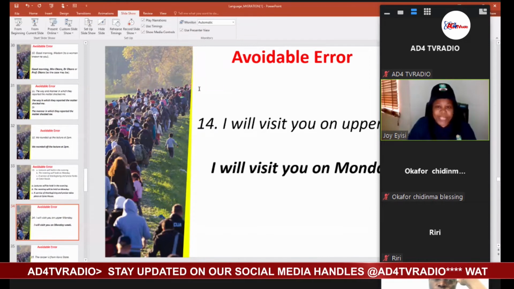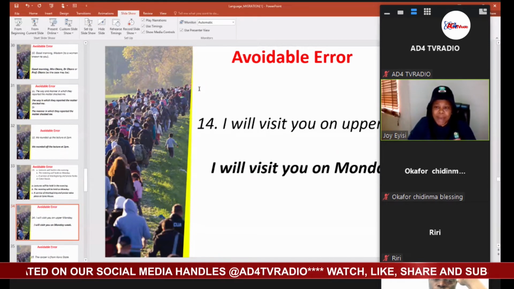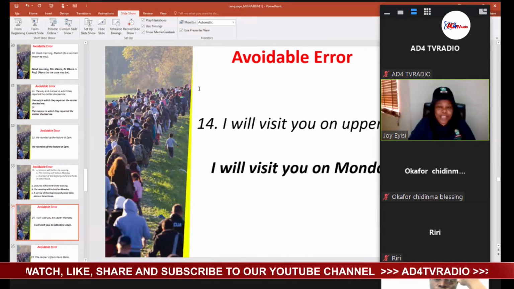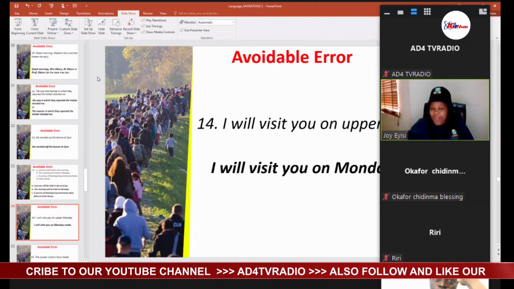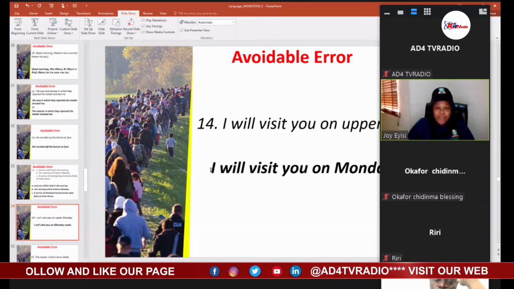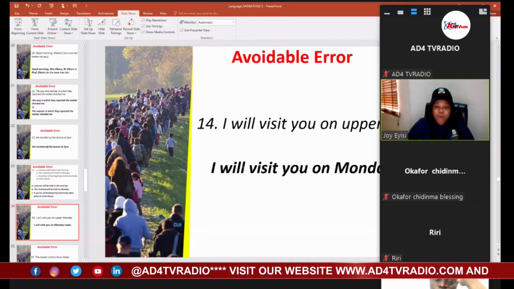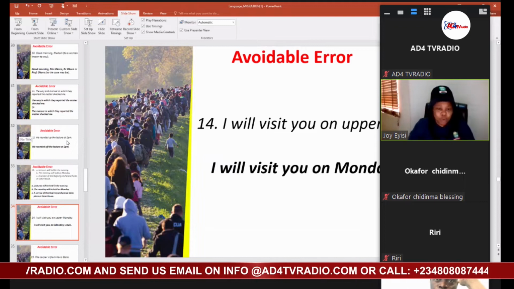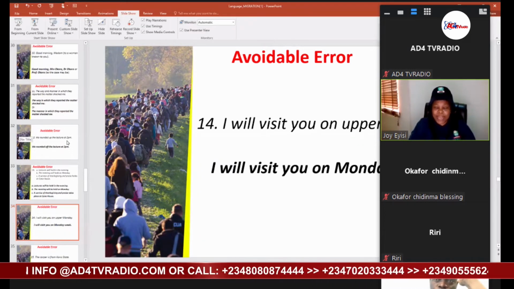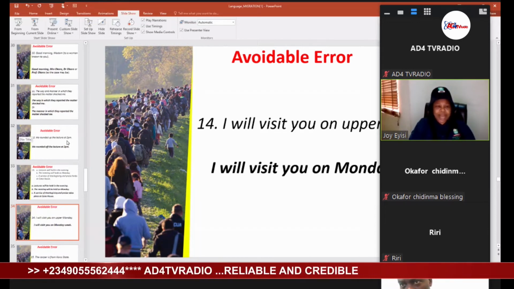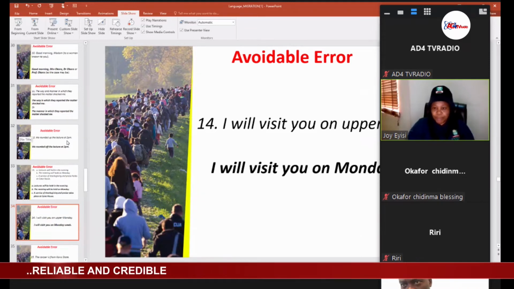Avoidable error number 14. I will visit you on Upper Monday. Sometimes you hear Nigerians use Upper Monday, Upper Tuesday, Upper Sunday. These are wrong expressions in the English language. Avoid such usage. The right thing to say would be, I will visit you on Monday week. Do not say next week Monday as well. Next week Monday is a blunder in English. Use Monday week or next Monday, next Sunday, next Saturday, not Upper Monday, not next week Monday.